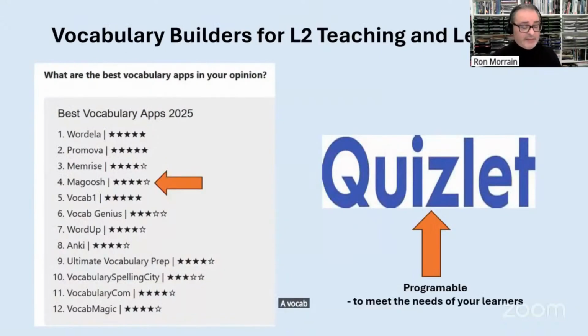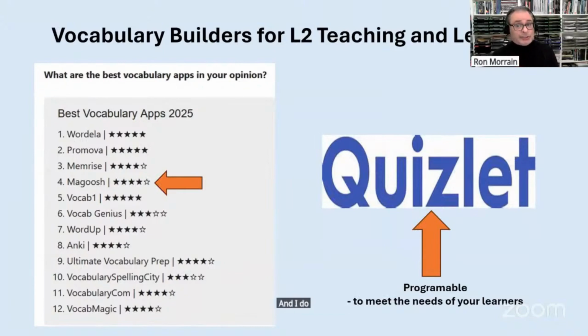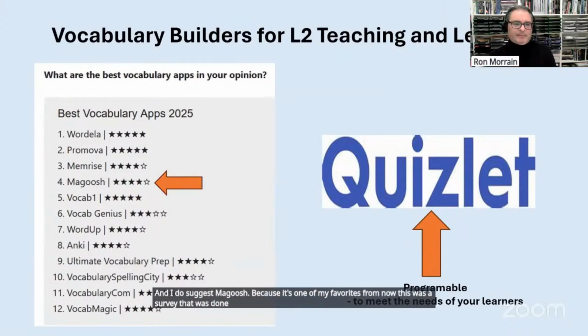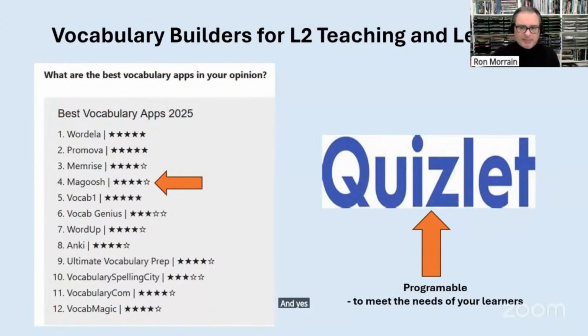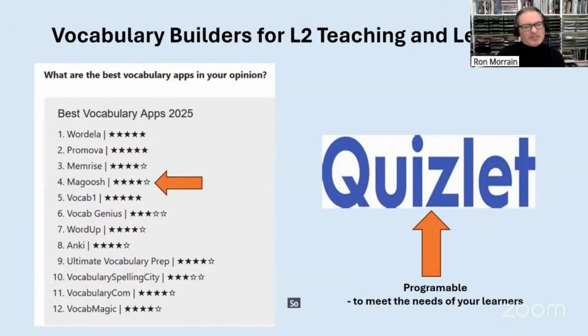Vocabulary building. I have to say that vocabulary building is sort of a complicated thing here, okay? And I do suggest Magoosh, because it's one of my favorites. Now, this was a survey that was done on the internet with a group of teachers. These were the things that a group of teachers recommended. And yes, I use Magoosh and tell my students to have that on their telephone, but I go back to Quizlet because I think Quizlet is one of the greatest vocabulary builders, and it's programmable to meet the needs of your learners. So definitely use Quizlet to help your students improve their vocabulary.